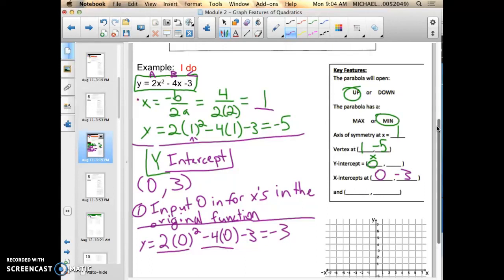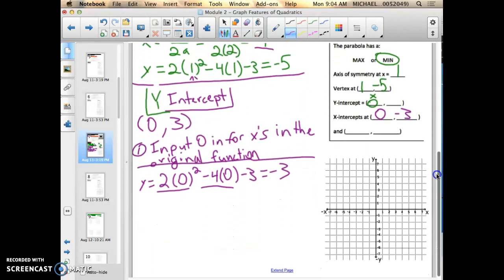But it makes sense because you do input zeros in for your x's, and that'll spit out the C value. I'm sorry, I put that in the wrong spot. That's the x-intercept, which we don't care about. (0, -3). All right, that's the y-intercept.